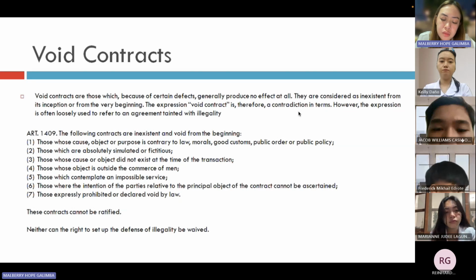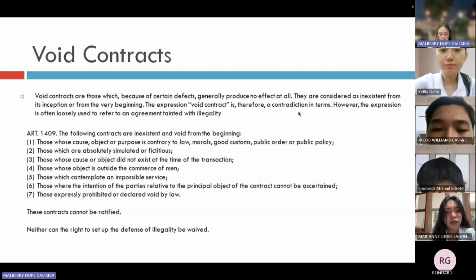And number seven, those expressly prohibited or declared void by law. An example of this is a foreigner, a national of a foreign country. They are not allowed to purchase property in the Philippines because it is the policy of the state that Philippine land should remain for the Filipinos only.